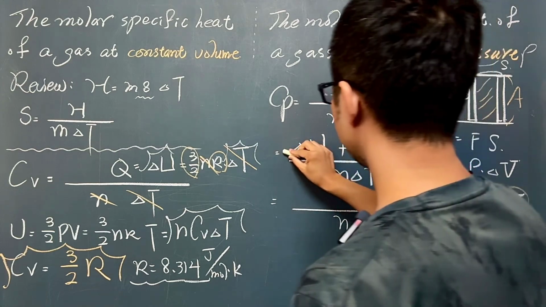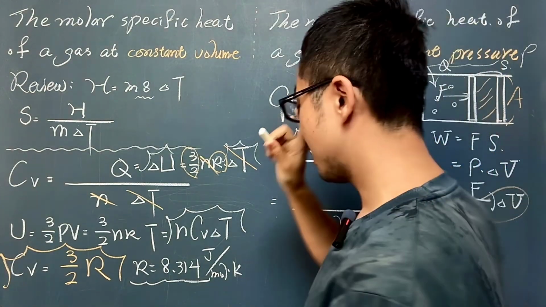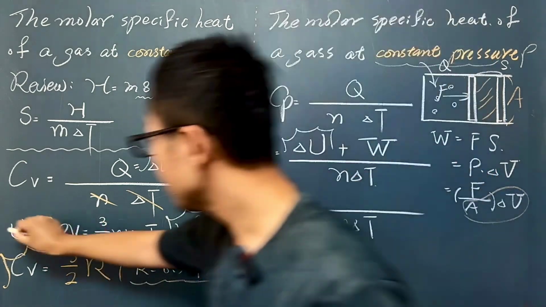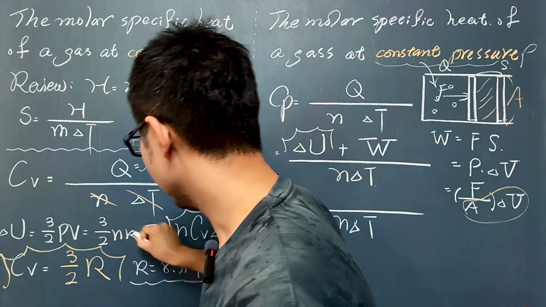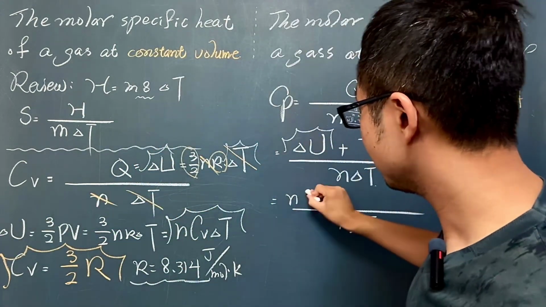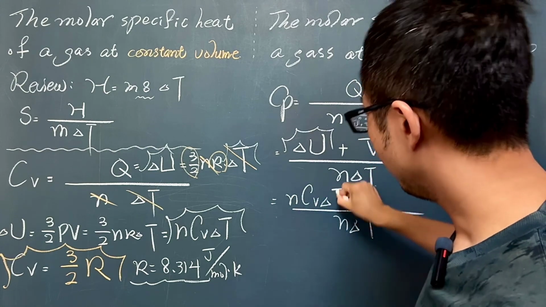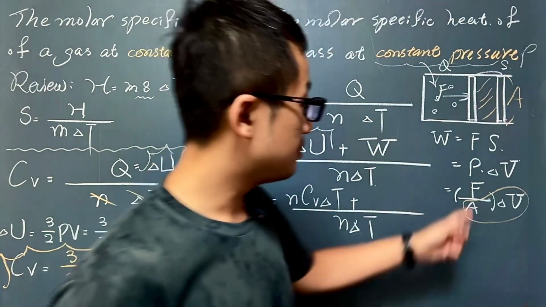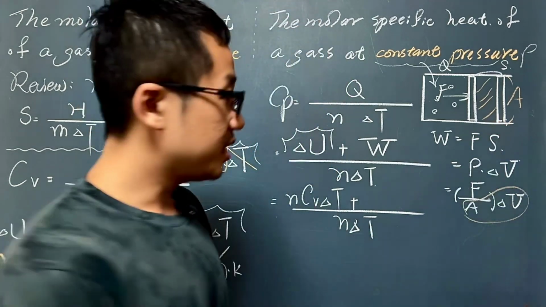The change in kinetic energy. Now we know the change in kinetic energy can be written down as nCV delta T. And what is the work? The work is P times delta V. But P is a constant.